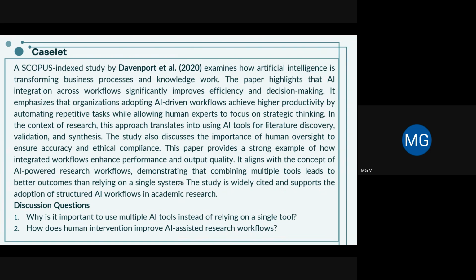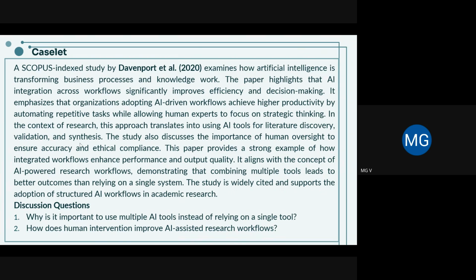Why is it important to use multiple AI tools instead of relying on a single tool? Basically, different tools specialize in different tasks, ensuring accuracy. Yes, thank you so much for responding. Better outcomes, very right. So, different tools specialize in different tasks, ensuring accuracy, validation, and depth in research.